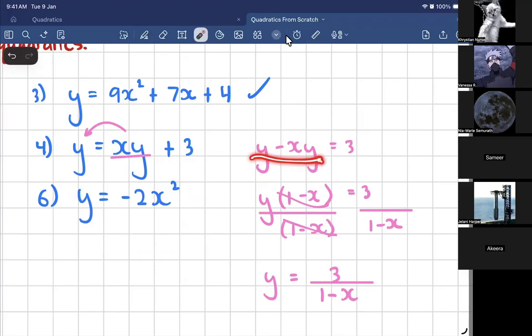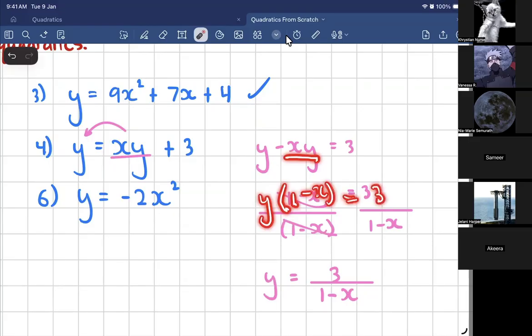Now, y is still not the subject of the formula. Only y should be on the left-hand side, but I see y over here and an x by the y. We can't have that. So what we need to do now is pull out the y from both of them. So tell me, Christian, what would I need to multiply by y to get back y? 1. So y by 1, and we have minus xy over here. If you pull out the y from that, what would you write? Negative x. And that'll be equal to the 3, right?